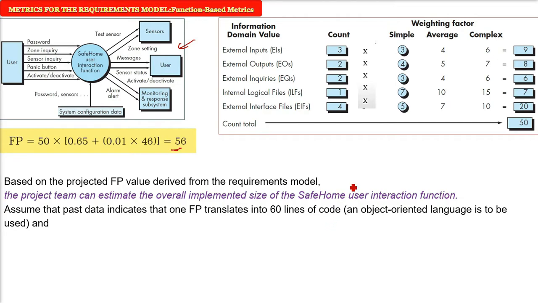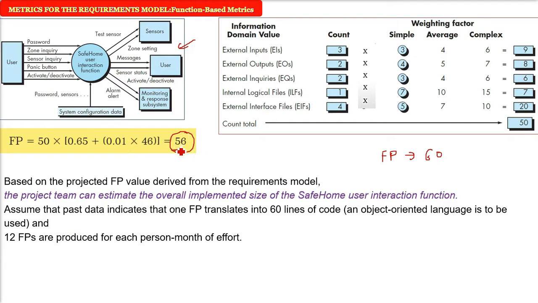And one function point gives 60 lines of code. So 60 into 56, this will be the number of lines of code. So this is the line of code estimation. For example, 12 function points are produced for each person month of effort. So effort is known, 12 FPs. What will be 56? How many person months? So just divide 56 by 12, and you will get the answer for the effort. So line of code you got, the effort you got.